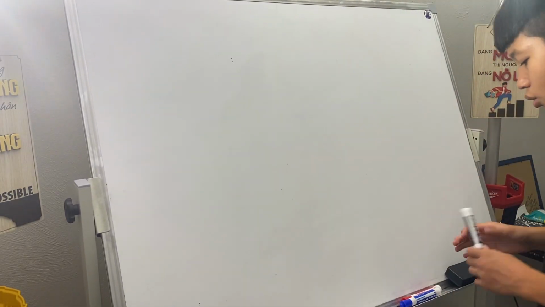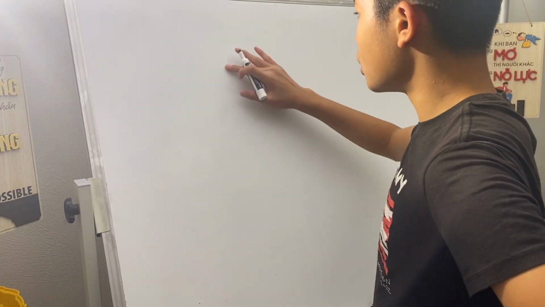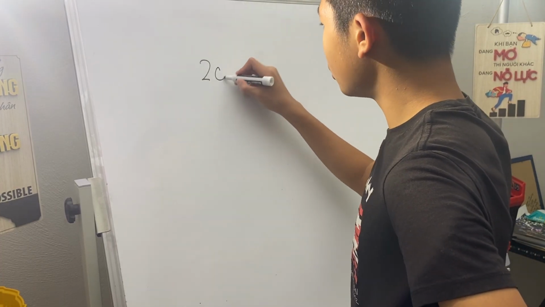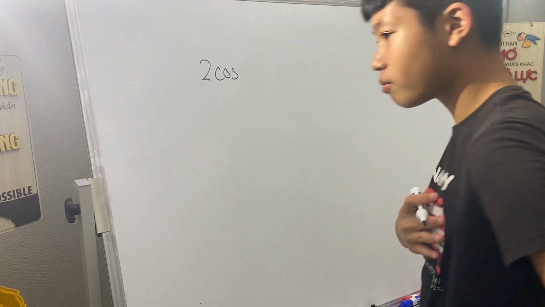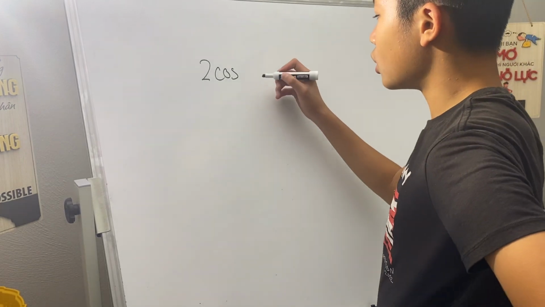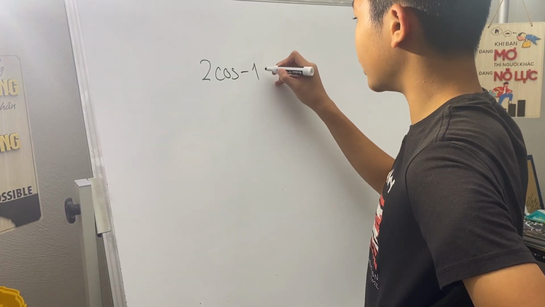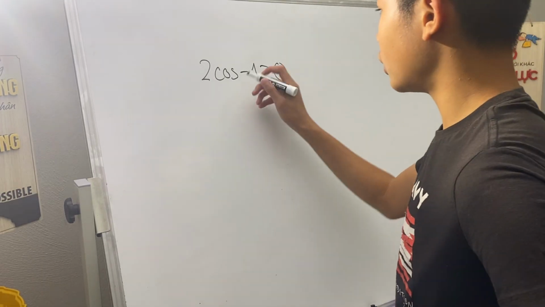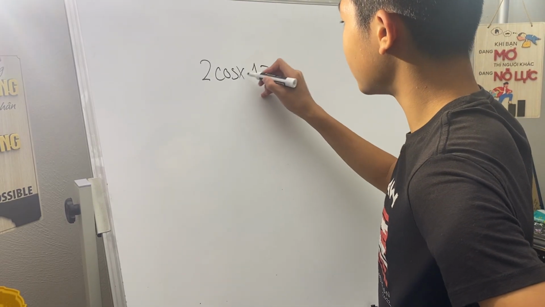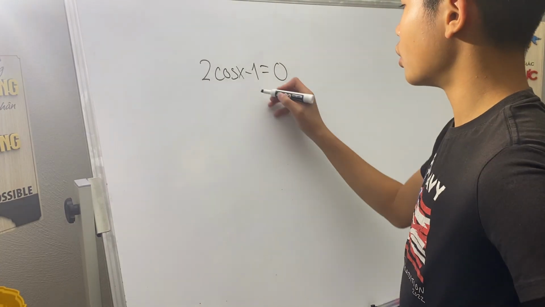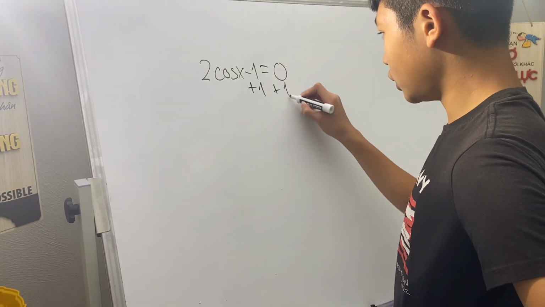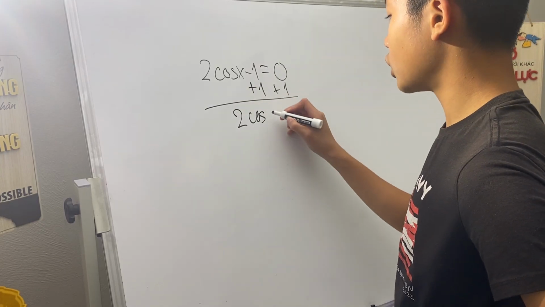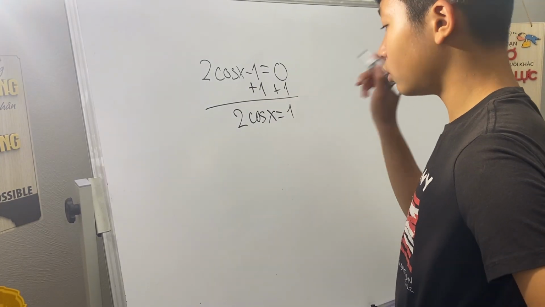Now we're gonna work on 2 cosine x minus 1 equals 0. Well, let's isolate. Oh my god, I forgot the x. We're gonna try to isolate x. So let's add 1 to both sides. So you get 2 cosine x is equal to 1.